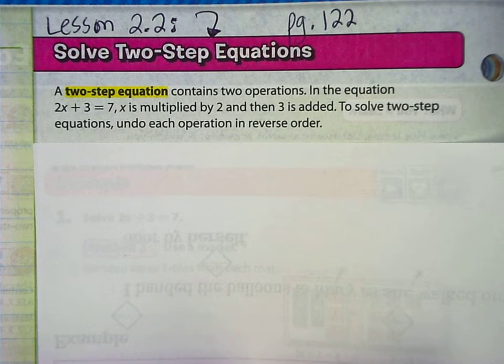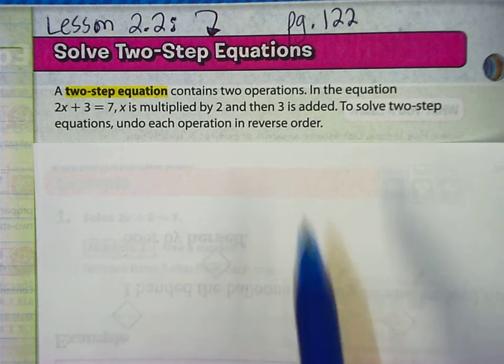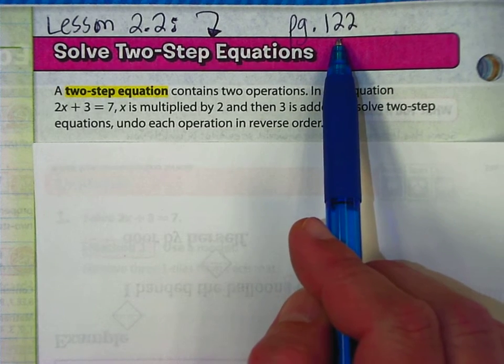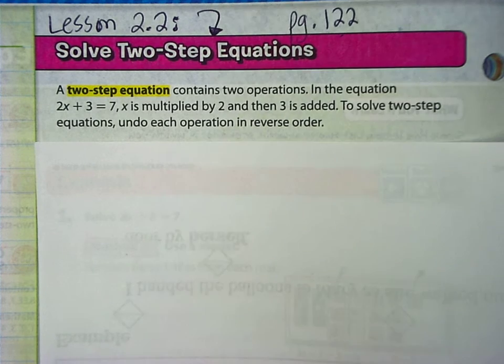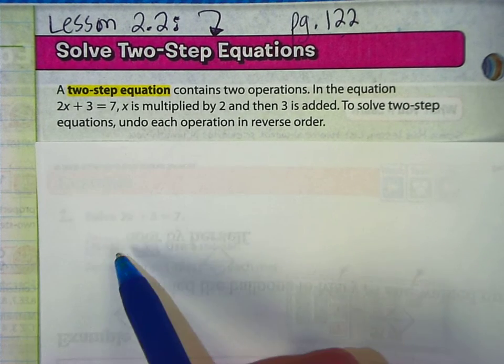Lesson 2.2 is all about solving two-step equations, so we are on page 122. If you are not there in your book, please pause the video and open up your book to that page. All right, so we're going to look at two-step equations.